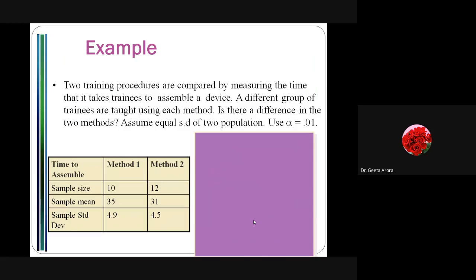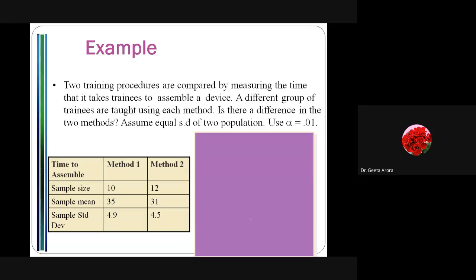So now we have an example, and let's see how to proceed with it. Here we have all the things in front of us, we just have to apply the formula. Let's read it out. Two training procedures are compared by measuring the time it takes trainees to assemble a device. If we talk about a desktop system to be assembled for home, we have to purchase a keyboard, CPU, mouse and all other things, and put them together to assemble it.